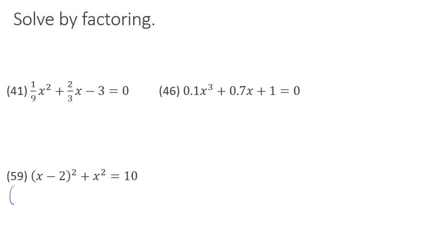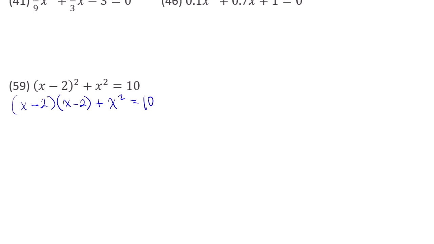Remember, when we square anything, we multiply it by itself. And when it comes to a binomial, we have to multiply that binomial by itself. So (x minus 2) squared is (x minus 2) multiplied by (x minus 2). We bring down the plus x squared, we bring down the 10. And then from there, we're just going to FOIL. So x times x, x times negative 2, negative 2 times x, and negative 2 times negative 2.